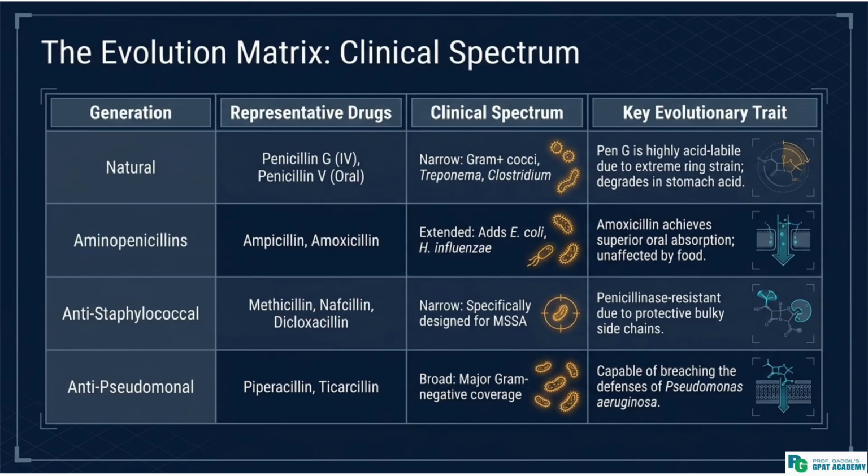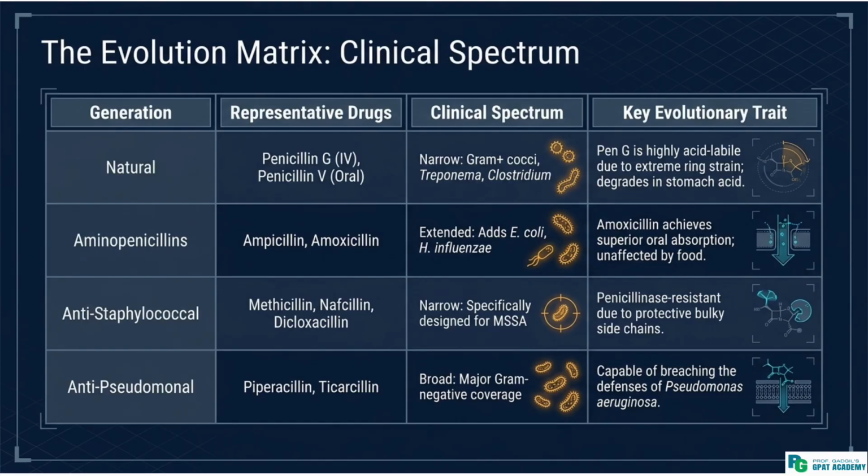Third is the anti-staphylococcal or the penicillinase-resistant penicillins. They are methicillin, oxacillin, cloxacillin, dicloxacillin, and nafcillin. They are resistant to staphylococcal beta-lactamase and used for MSSA, that is methicillin-sensitive Staph aureus.